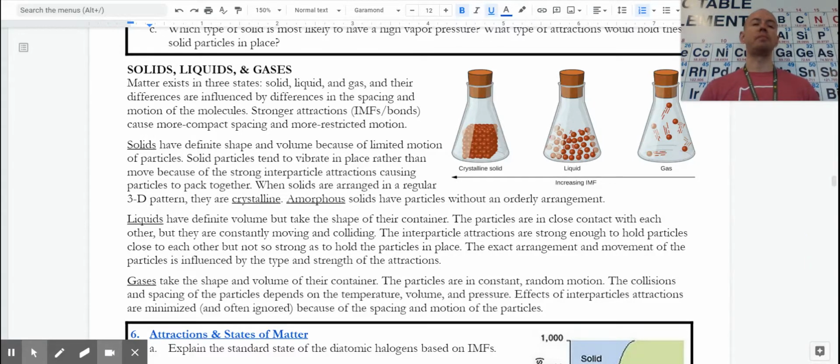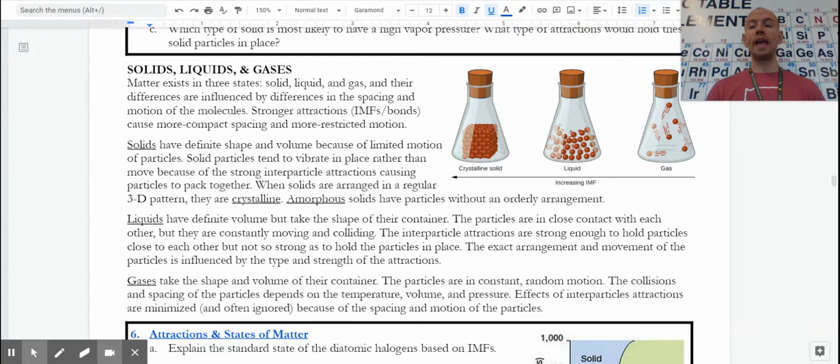The last video started by talking about IMFs in general and then focused in on how, for different types of substances, the different attractions would hold them in a solid state. But it's important to understand how IMFs apply to all states.